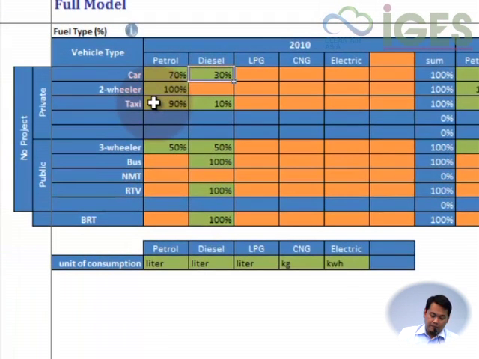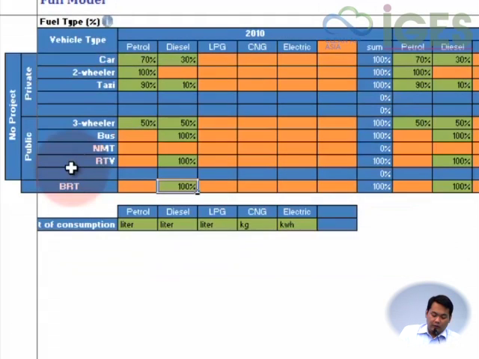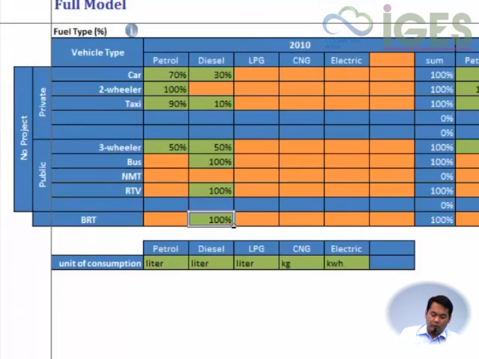So right now we're saying 70% is petrol and 30% is diesel for cars, 100% petrol for two-wheelers, 90% petrol, 10% diesel for taxis, split for the three-wheelers. Buses are running 100% on diesel. RTVs are diesel, and we're assuming that the BRT would also be running on diesel.